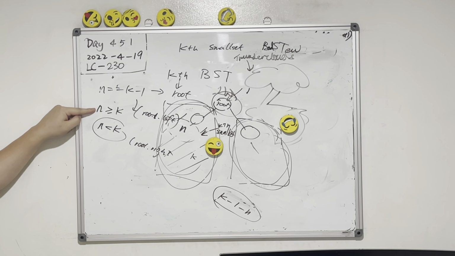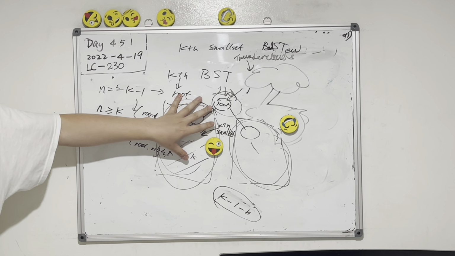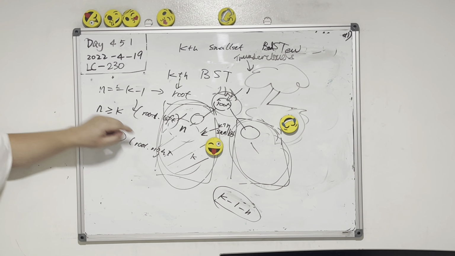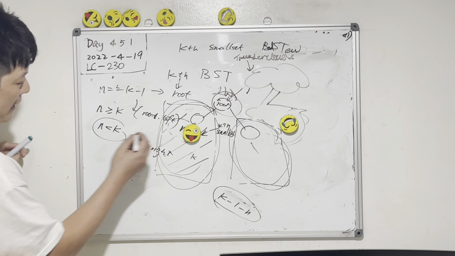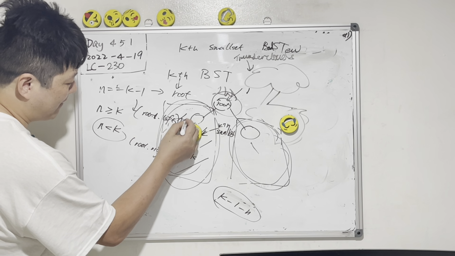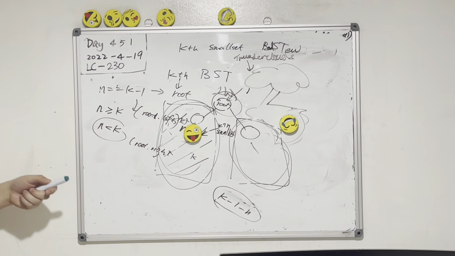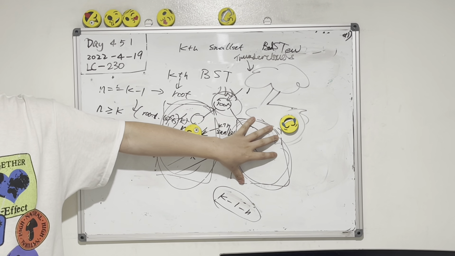If n is more than k, or equal to k, if there are more than k nodes on the root of the left tree, where is the k-smallest node going to be? Left. It will be somewhere here, and then we can recursively call it here. The second parameter is still k, because the k-smallest node will still be on the left tree, right? Okay, now the tricky part is on the right.